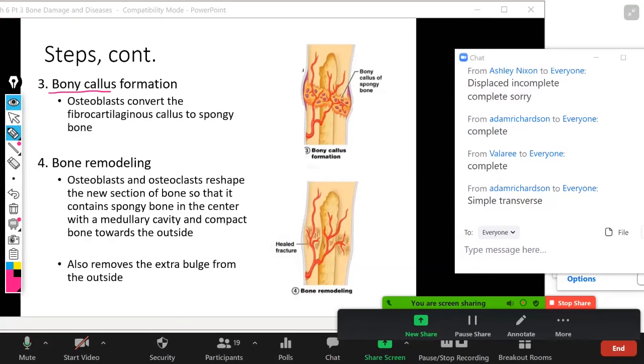And then gradually over time, the machinery of the bones, the osteoclasts and osteoblasts, will come in and they will reshape this structure so that you have compact bone towards the outside in the proper places, and you have spongy bone in the middle. Blood vessels will heal and bring in additional resources, and it will reshape the bone.